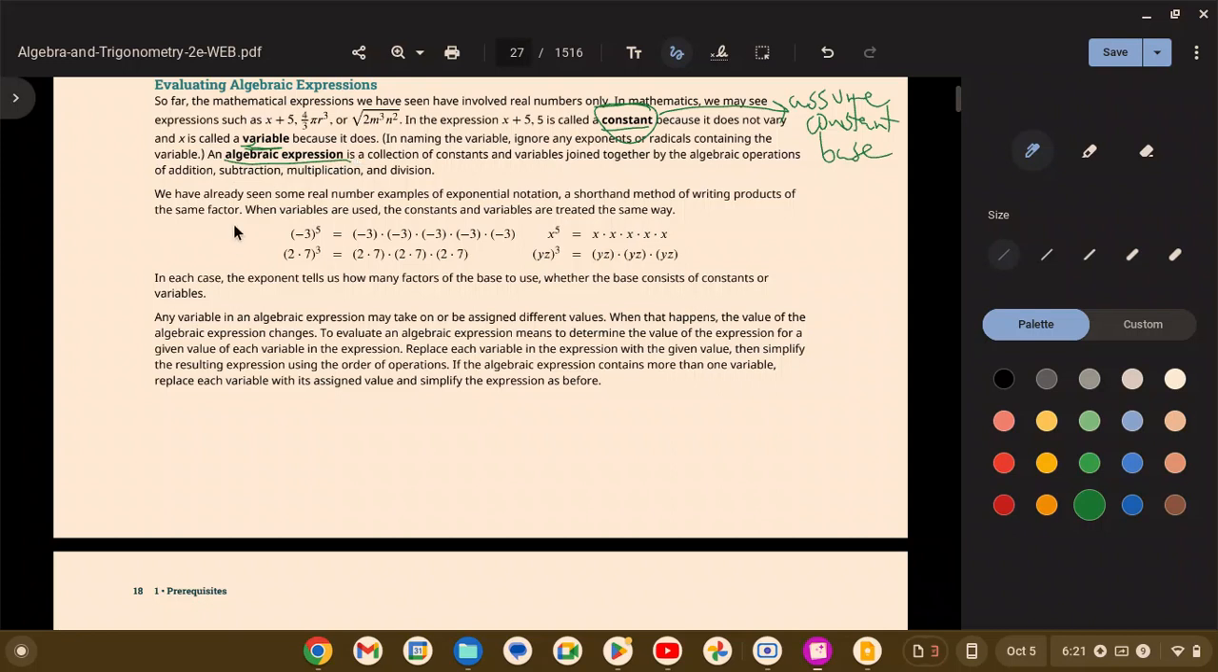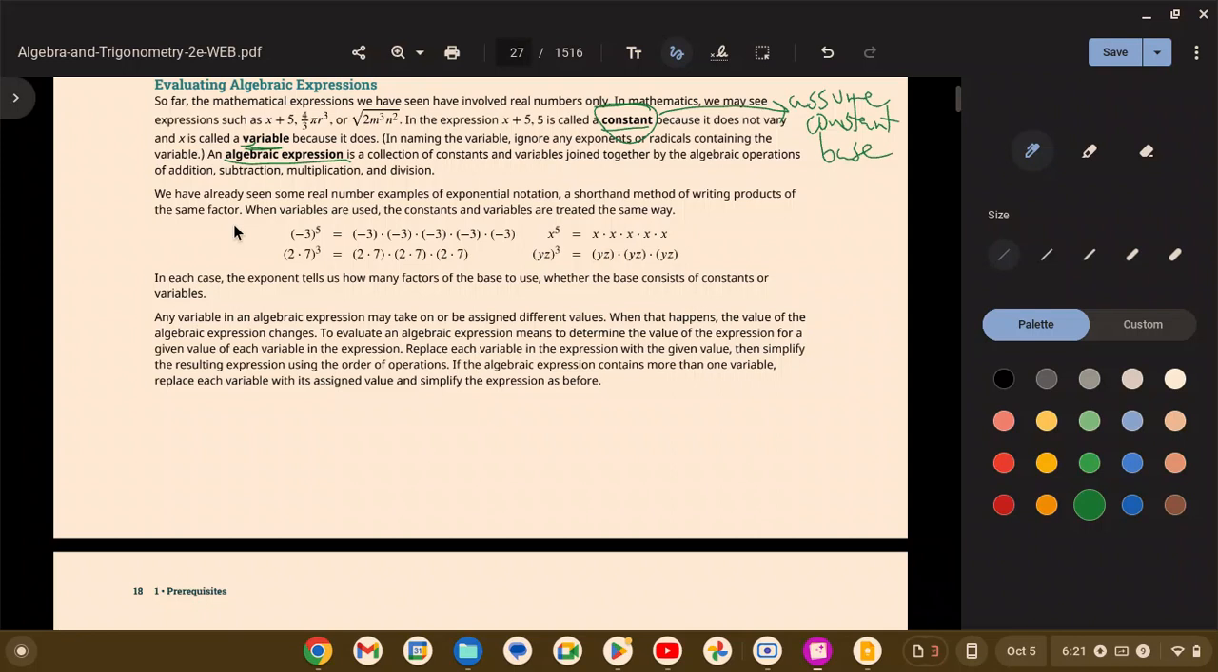So negative 3 to the 5th power is the same as saying negative 3 times negative 3 times negative 3 times negative 3 times negative 3. And so x to the 5th, it's right there, and then you get the other one. In each case, the exponent tells us how many factors of the base to use, whether the base consists of constants or variables. Any variable in an algebraic expression may take on or be assigned different values. When that happens, the value of the algebraic expression changes.